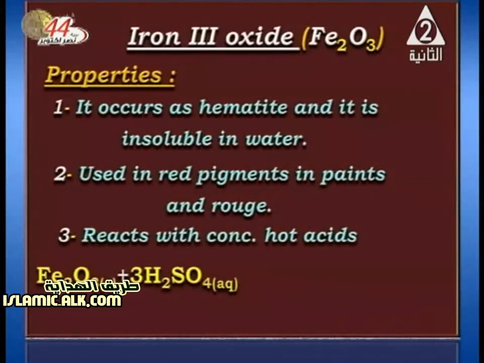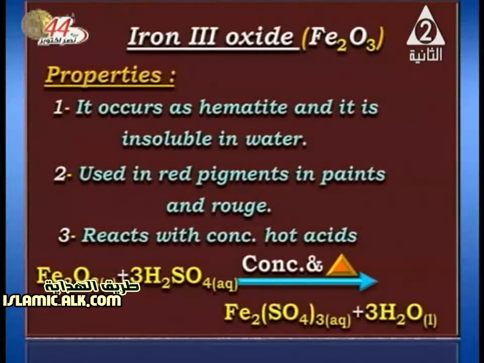As the equation proceeds on the screen, iron 3 oxide plus concentrated sulfuric acid, by heating, gives iron 3 sulfate and water. My dear students, remember that for iron 2 oxide plus sulfuric acid, the sulfuric acid is dilute, while iron 3 oxide reacts with sulfuric acid that is concentrated and heated to give the salt and water.